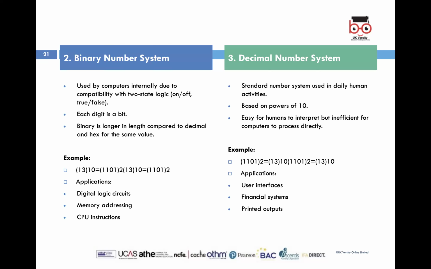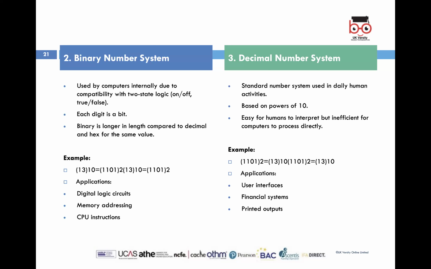The binary number system is used by computers internally due to compatibility with two-state logic: on-off and true-false. Each digit is a bit. Binary is longer in length compared to decimal and hex for the same value. For example, 13 in base 10 equals 1101 in base 2. Applications are digital logic circuits, memory addressing, and CPU instructions.